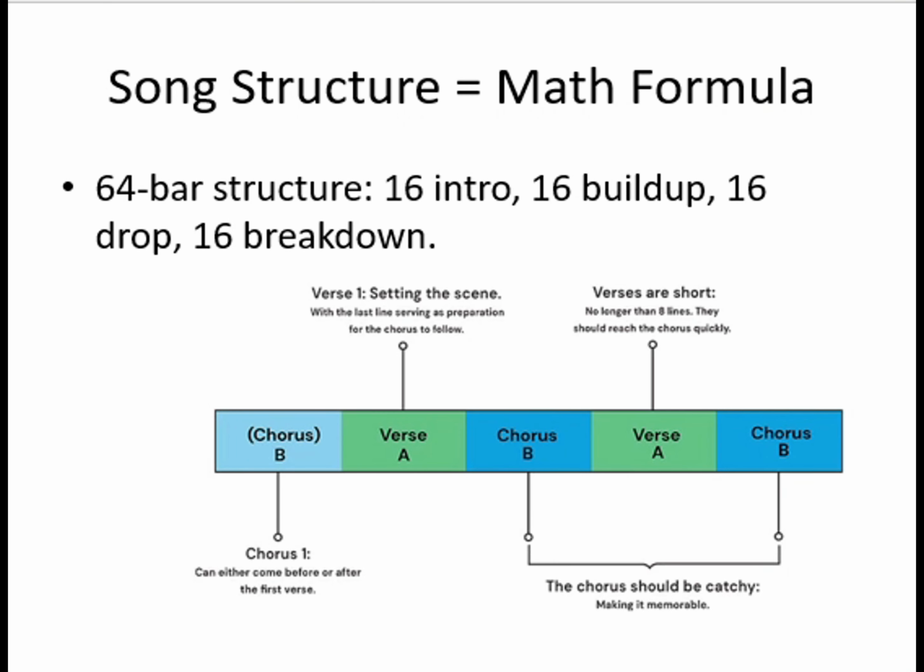Next, we're going to be talking about song structure formula. One super common EDM layout is based on 64 bars: 16 bars of intro, 16 bars of build up, 16 bars of drop, and 16 bars of breakdown. If you count the bars in your favorite EDM songs, a lot of them follow this. It feels normal because math is predictable. That's why EDM often feels familiar, even if you have never heard the song before.